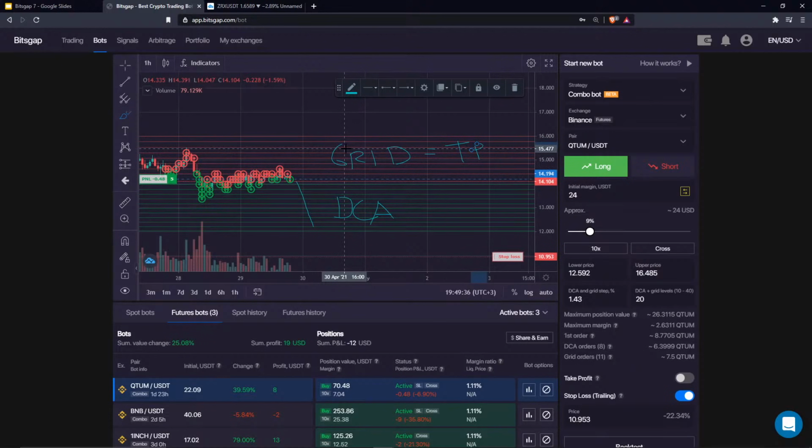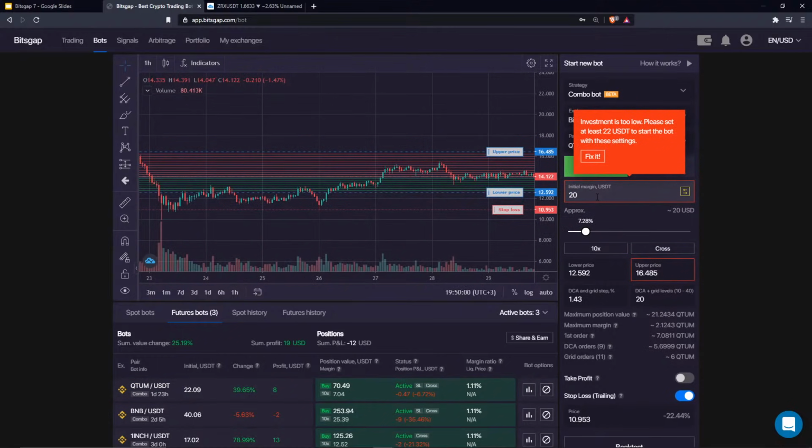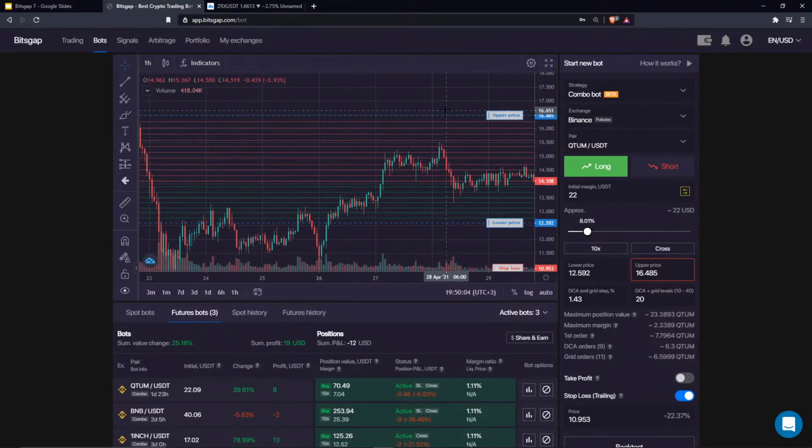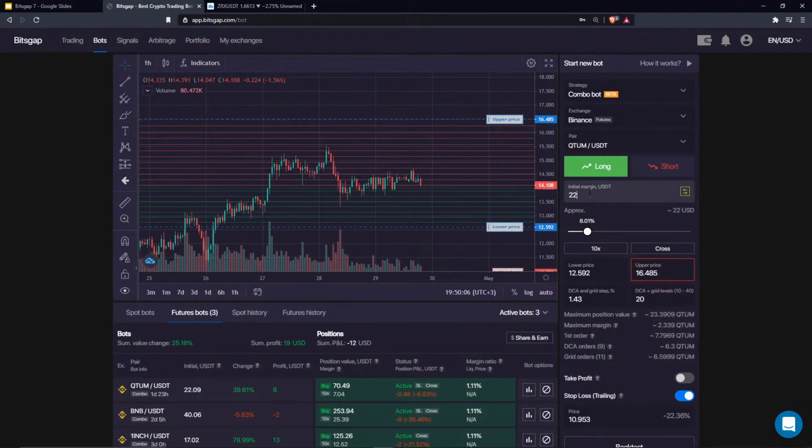You buy something and then you sell it. So for each DCA order there is a grid order. So that's the thing. Now we need to understand the allocation. So for example, I want to allocate $20. Okay, it wants me to put 22 for this configuration. Okay, let's stick with this, $22.